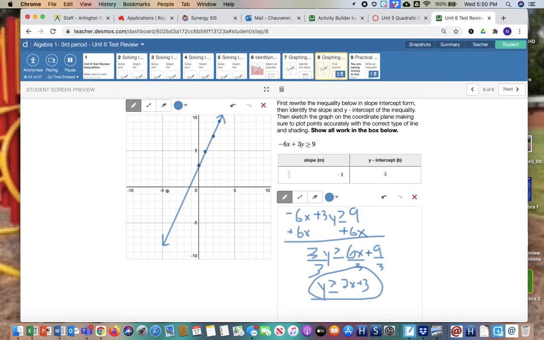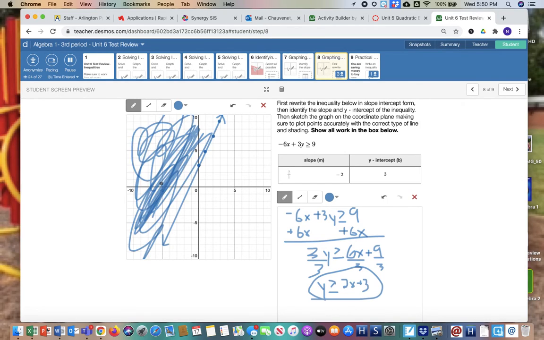Now that we put arrows on the end of that, we have to figure out where to shade. It's a greater than, so we're going to shade everywhere above the line. Anything in that shaded region will be a solution, and since this is a solid line, anything on the line would be a solution as well.